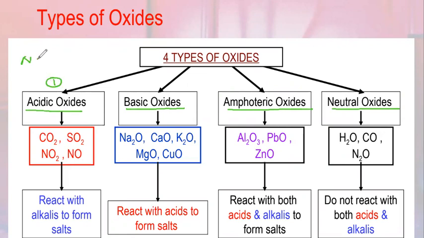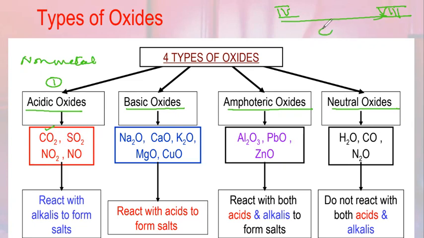All the non-metals which are on the right-hand side of the periodic table, starting from group 4 till group 8, when they combine with oxygen, they will form acidic oxides. That means when these acidic oxides dissolve in water, they will give you acids. For example, when carbon dioxide dissolves in water, it gives you carbonic acid.